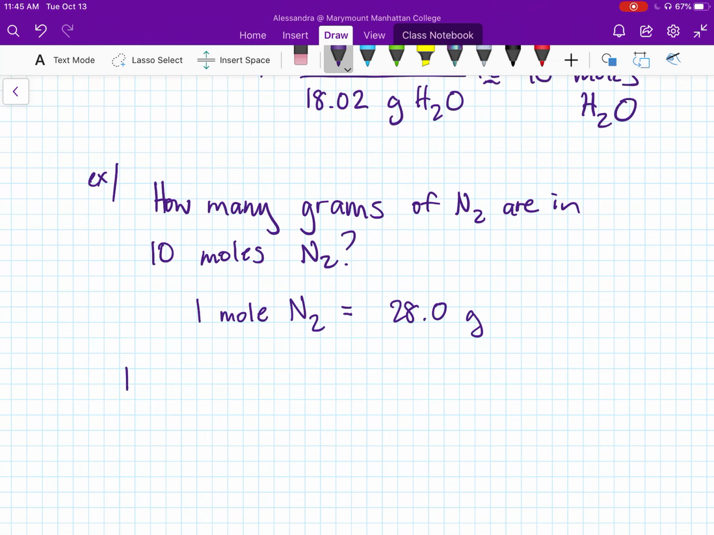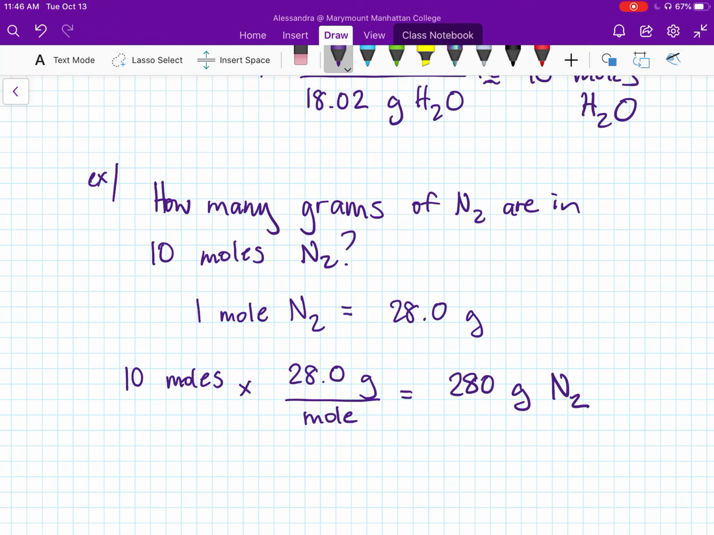Now I have my conversion factor, and I can say that if I have 10 moles of nitrogen, then multiplying that by 28 grams per mole gives me 280 grams of nitrogen. So that is the number of grams of nitrogen that are going to be in 10 moles.